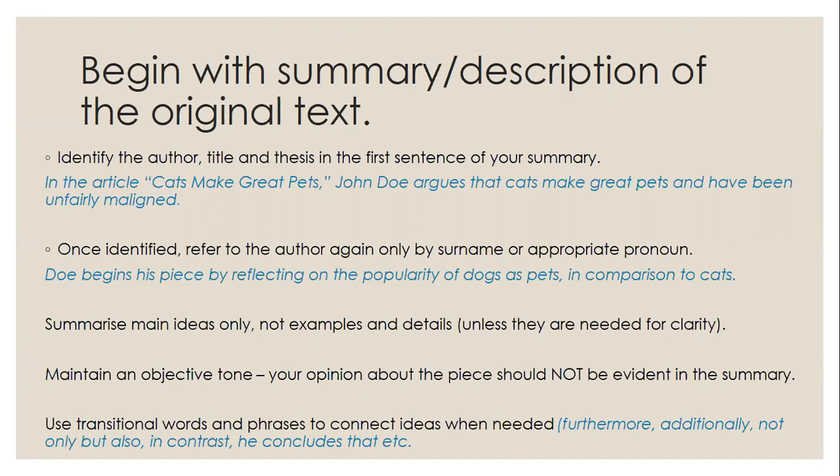So we want to aim to summarize main ideas, and we don't want to spend too much time on examples and details. We want to maintain an objective tone. Your opinion should not be in the piece, whether it was good or bad, not when you're summarizing it. And you can, of course, use transitional words and phrases to connect ideas as needed.